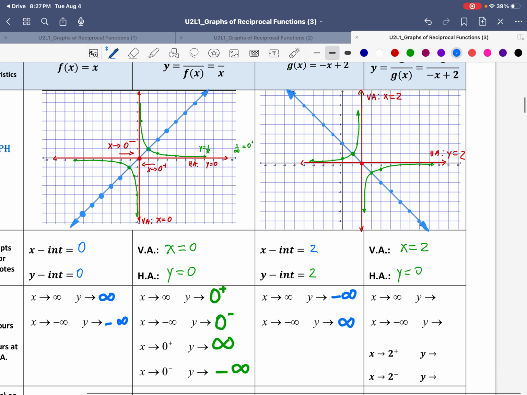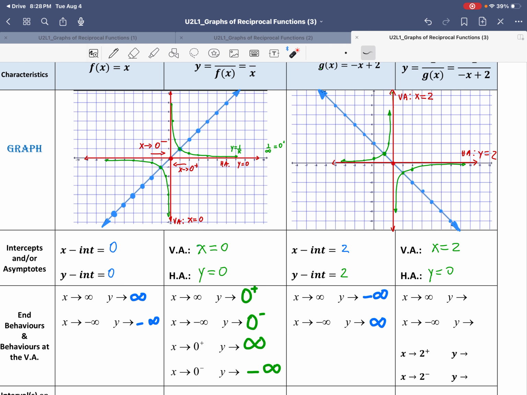Now, in a similar way, we're going to discuss the behavior for the green graph, the reciprocal. When x approaches infinity, you see the y values are just below the horizontal asymptote, 0 minus. When x is approaching negative infinity, the values of y are just above the x-axis, so 0 plus. When x is approaching the vertical asymptote of 2 from the right-hand side, 2 plus, the graph is going all the way down to -infinity. And as x approaches 2 from the left-hand side, the y values are approaching +infinity.